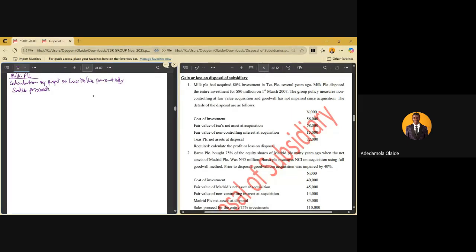They said the net asset at disposal, no. Net asset at acquisition, no. It told us here that they sold it for how much? They sold it for 80 million. That's the sales proceed.